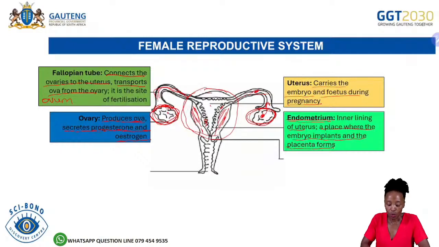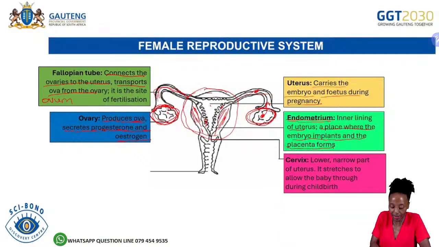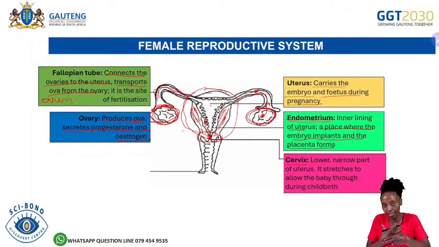And then we also have this part at the bottom where it becomes narrower. This is called the cervix. This is the lower narrower part of the uterus. It stretches to allow the baby through during childbirth. So during pregnancy, this part is sealed so that everything is held inside the uterus. But during childbirth, this part opens up. It stretches to allow the baby to pass through during childbirth.